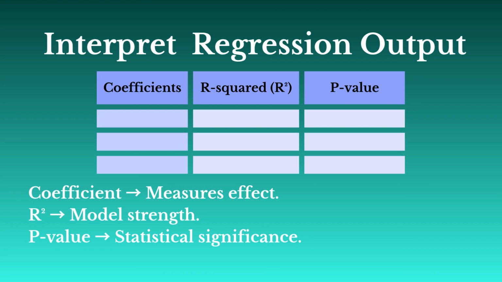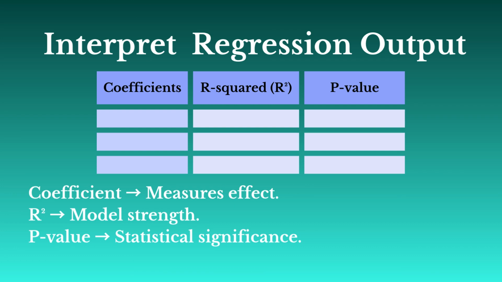When you run regression in tools like Excel, Python, or Power BI, you will see summary table with several key metrics. Let's understand most important ones. First, coefficients. Coefficients show strength and direction of each variable's influence. Positive coefficient means as variable increases, so does the outcome. Negative one means opposite.